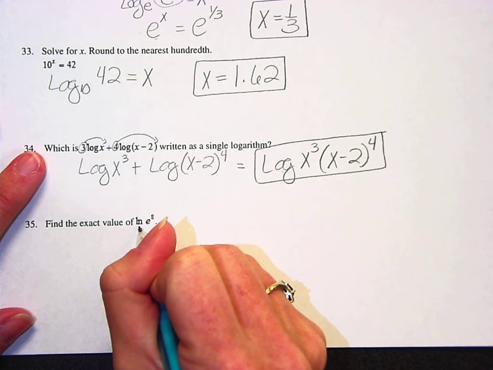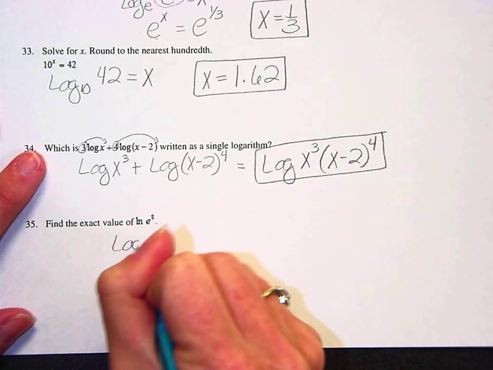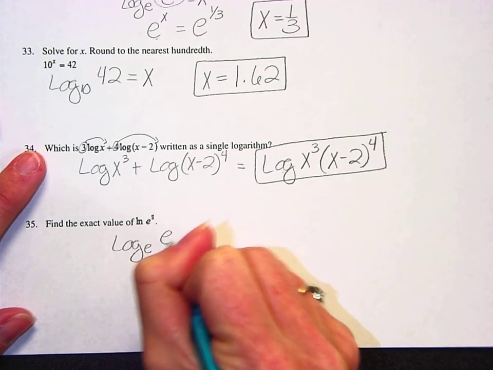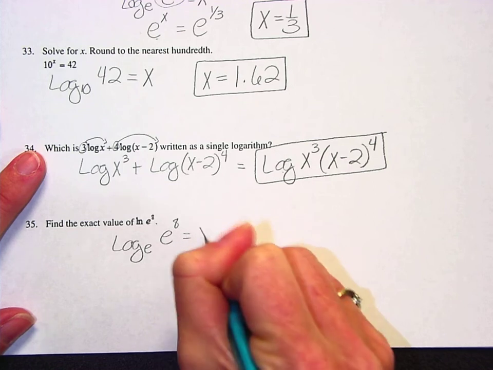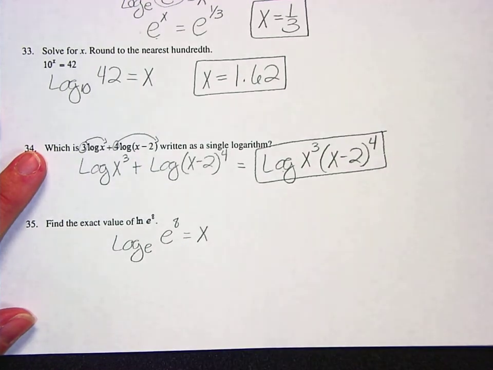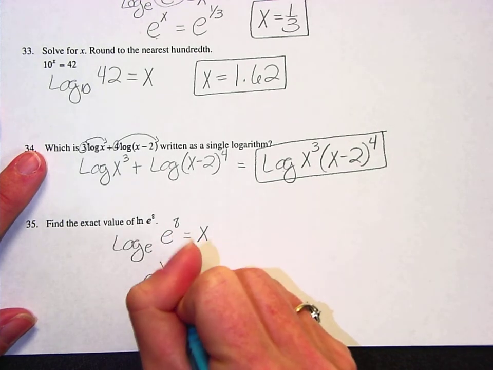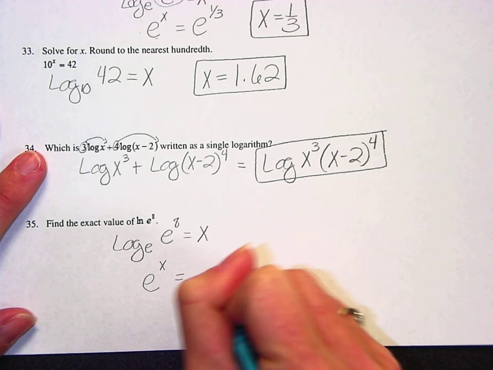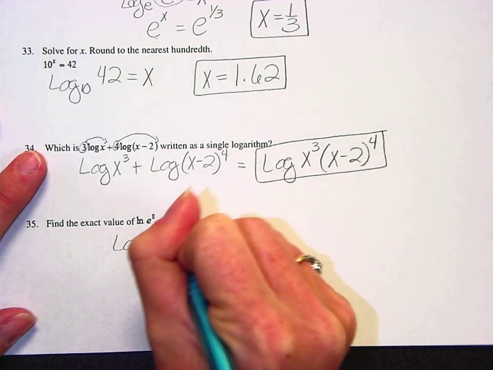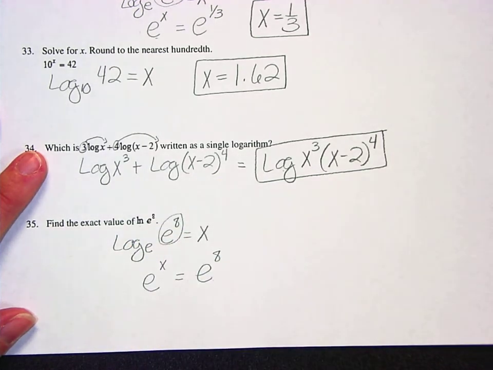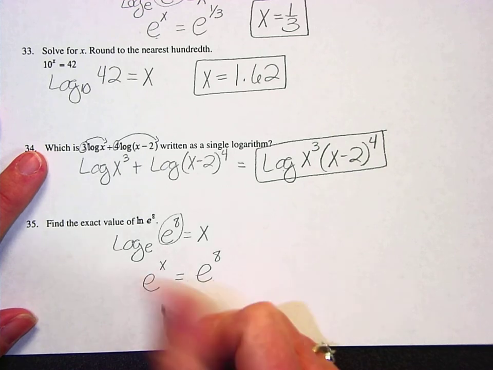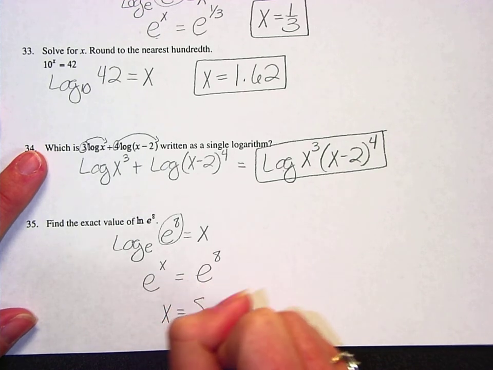I'm going to start by changing that natural log into a log with a base of e to the 8th. And again, I'm going to set that equal to x so that I have something to use for my exponential. So to change to an exponential, I'm going to say that's e to the x power is equal to e to the 8th. So all of that kind of goes over here. And again, if my bases are equal, then my exponents are going to be equal.